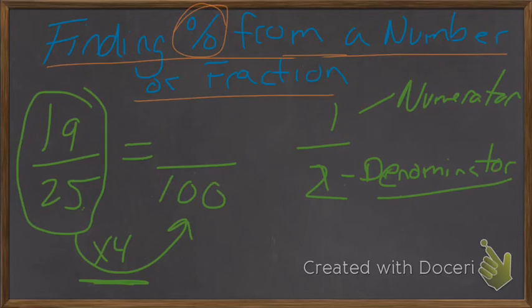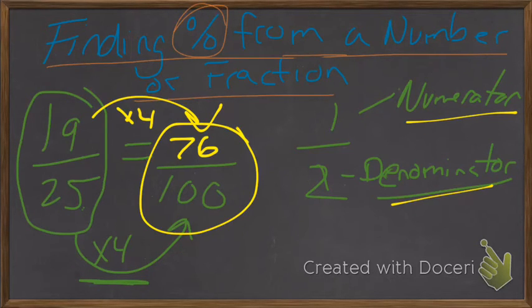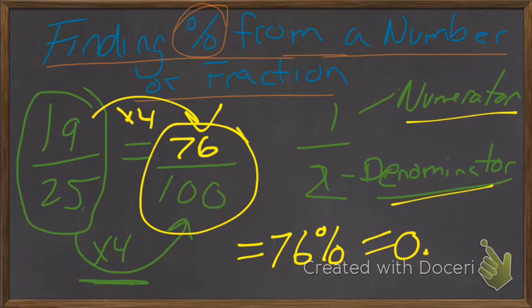I am the denominator. Whatever I do to the denominator, I have to do to the numerator. So if I multiply the denominator by 4, I have to multiply the numerator by 4. So 19 times 4 should give us something really close to 80, but it's not 80, it's 76. There we go. 76 divided by 100. Perfect. So now I know that this fraction is equal to 76%. Or if I needed it as a decimal, it would be 0.76.